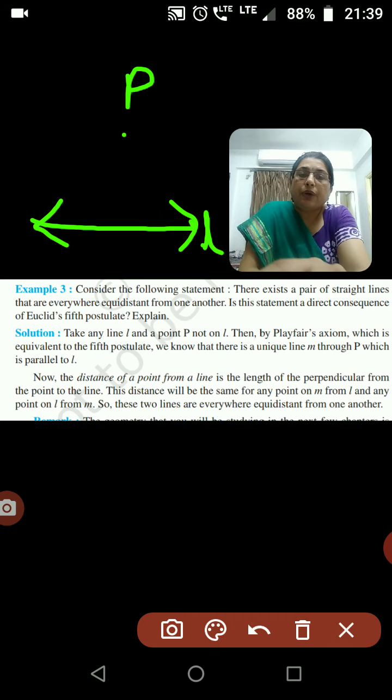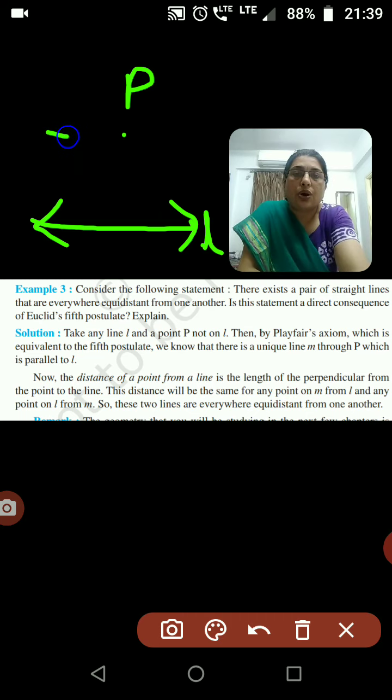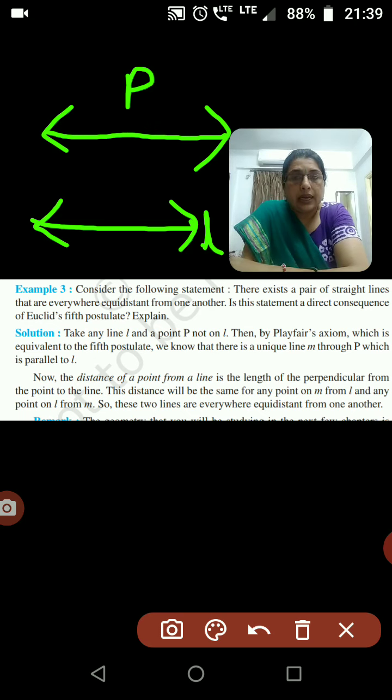Then with the help of Playfair's axiom, we can draw a line equidistant from L. If we name this line M, then all points of line M are equidistant from line L. So we can say that these two lines are parallel, and from point P only one and only one such line we can draw.